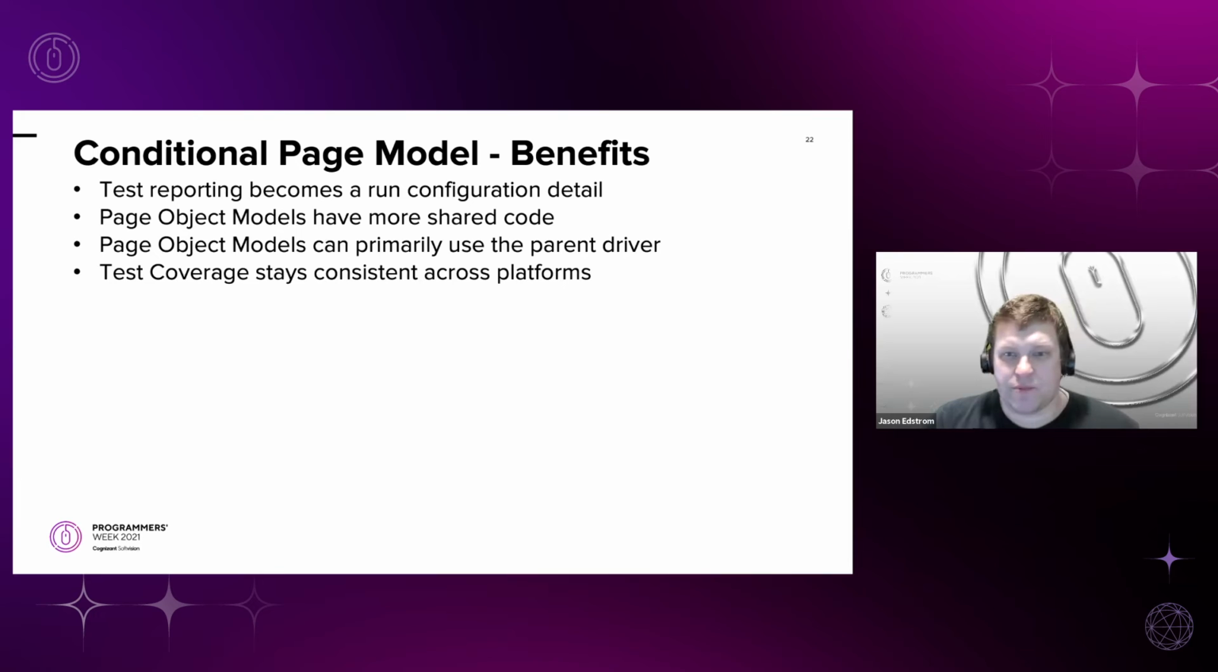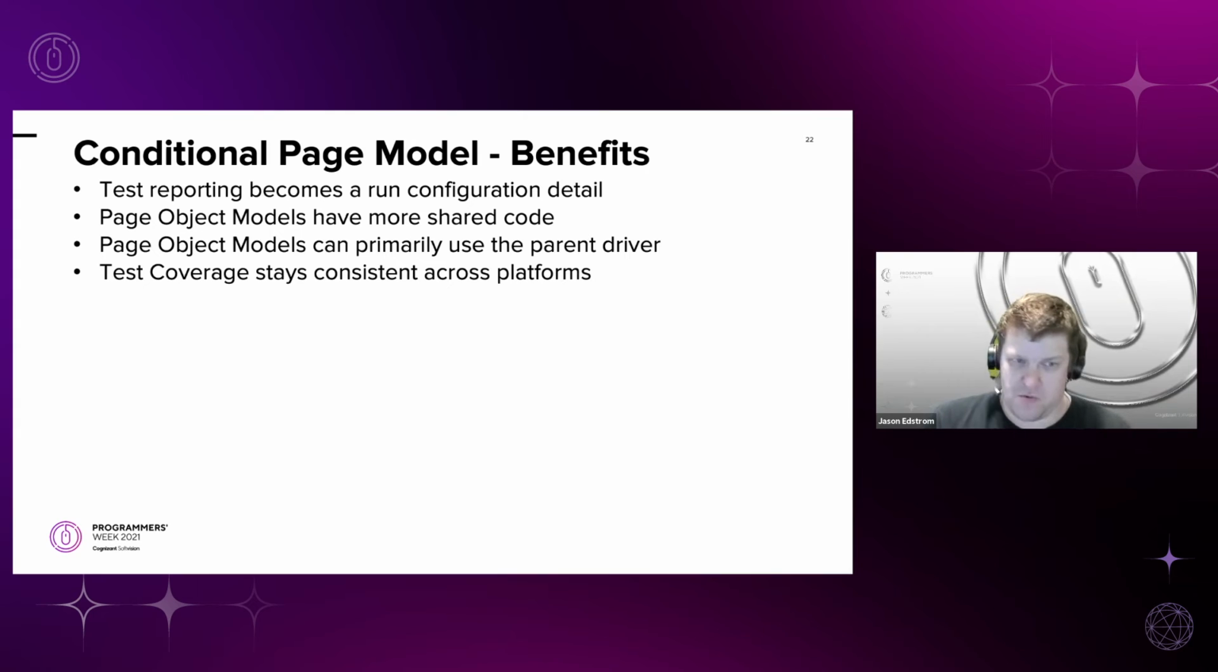The page object models are allowed to do more code sharing, which is a really nice piece for reducing duplication. We're starting to slim down that duplication. The page object models rely heavily on the driver understanding what driver it is and what type it is. If it can't figure out what type it is, whether it be a dependency update or switching out a dependency for a different library, all of a sudden you're in a situation where you have to do a lot of maintenance and upkeep. And then the test coverage stays consistent across all platforms.